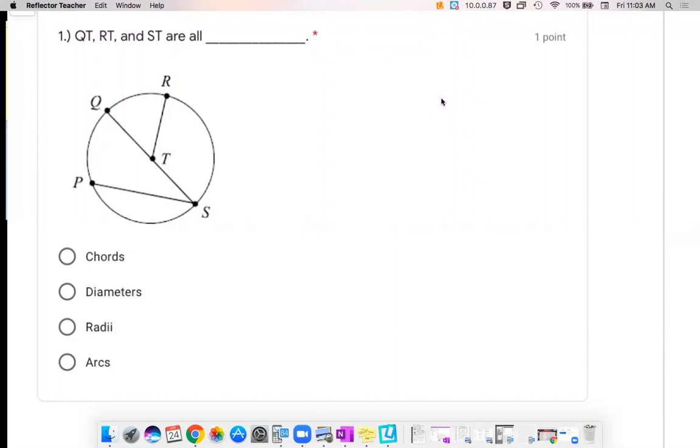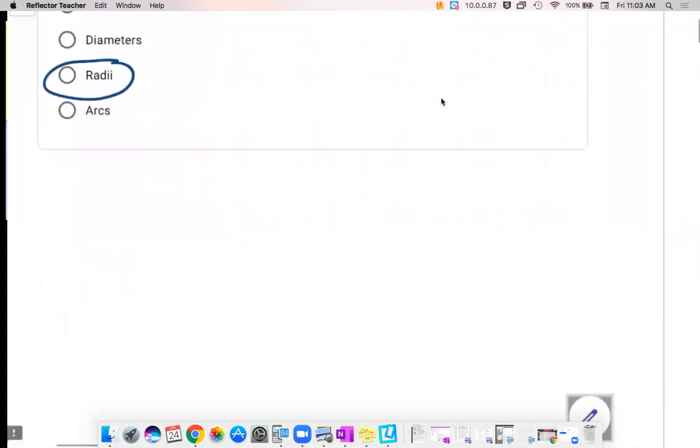So let's get started. So first one, it says QT, RT, and ST right here are all what? Those are all radiuses, or radii is the plural really of the circle. So you should have answered radii.